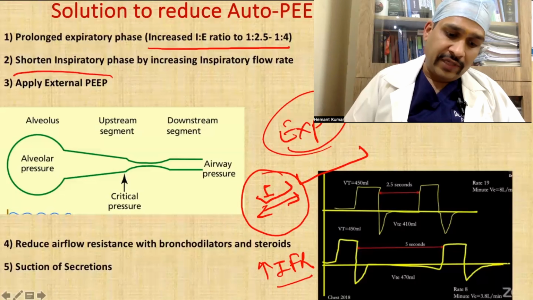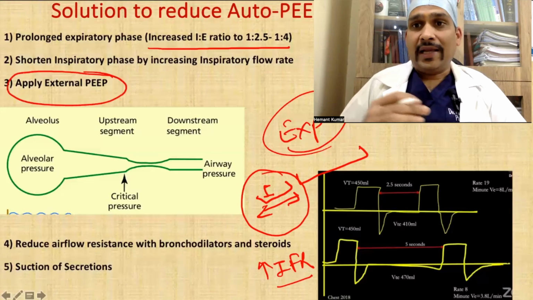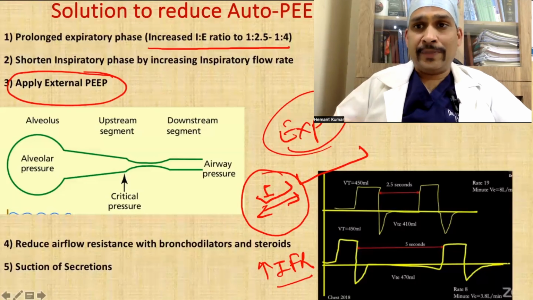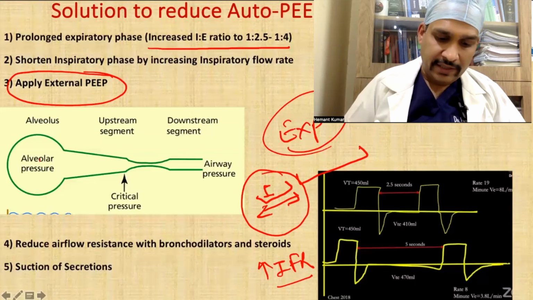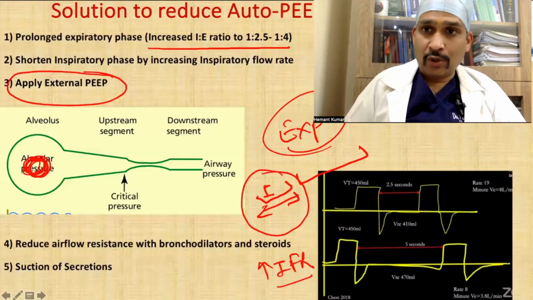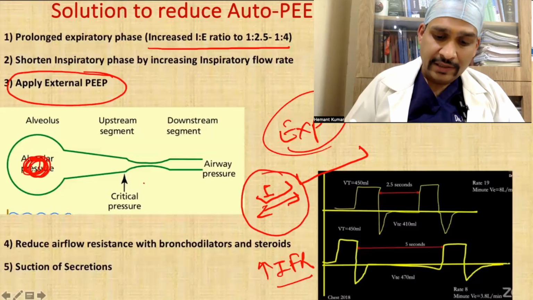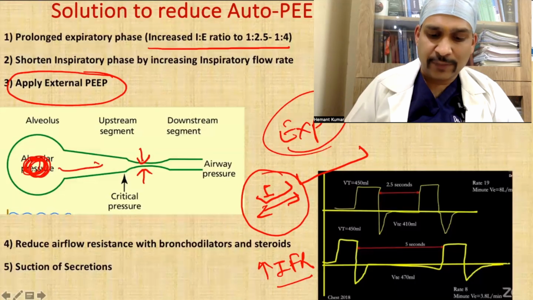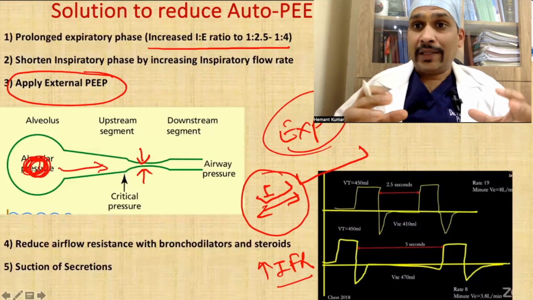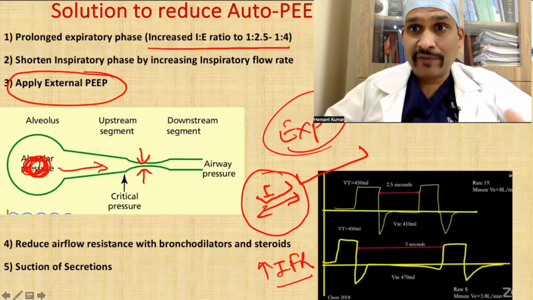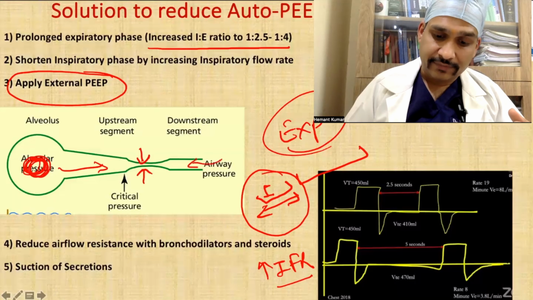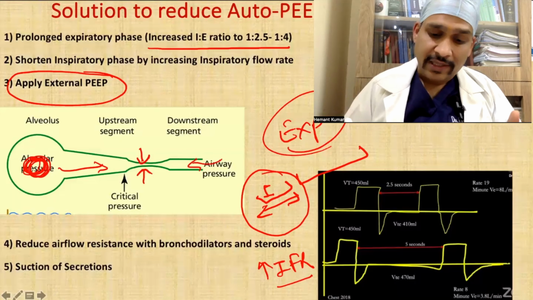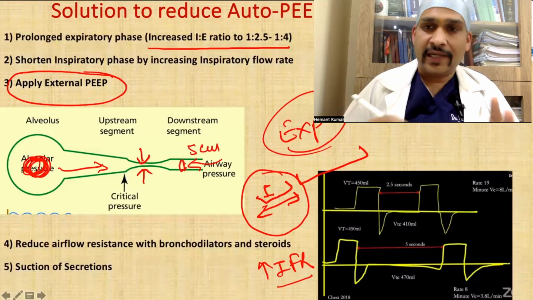Another thing is we can apply external PEEP. As I told you, the internal PEEP is there inside the alveoli here, because during expiration this airway is getting closed, so the patient is not able to expire fully. But the external PEEP, which we are giving by the ventilator, is given here. So what will happen if we give PEEP of, say for example, 5 centimeters? It will keep the airway open at the end of expiration.